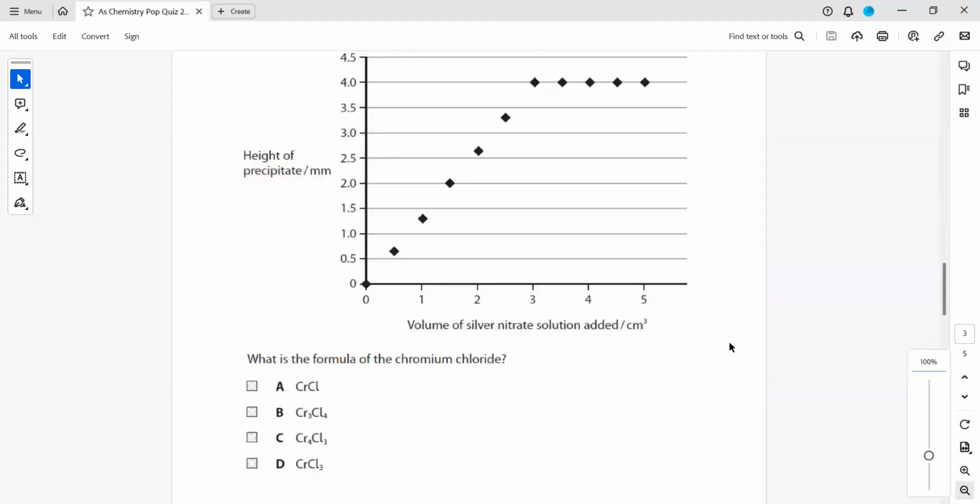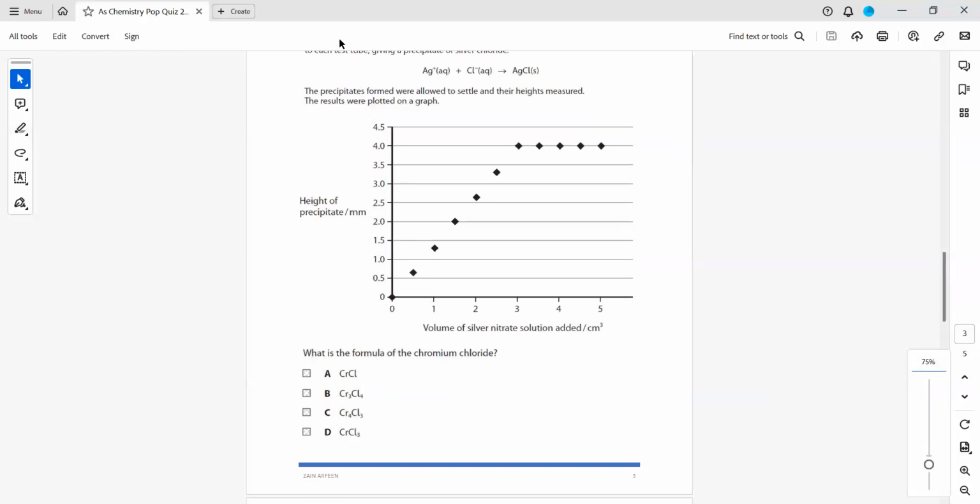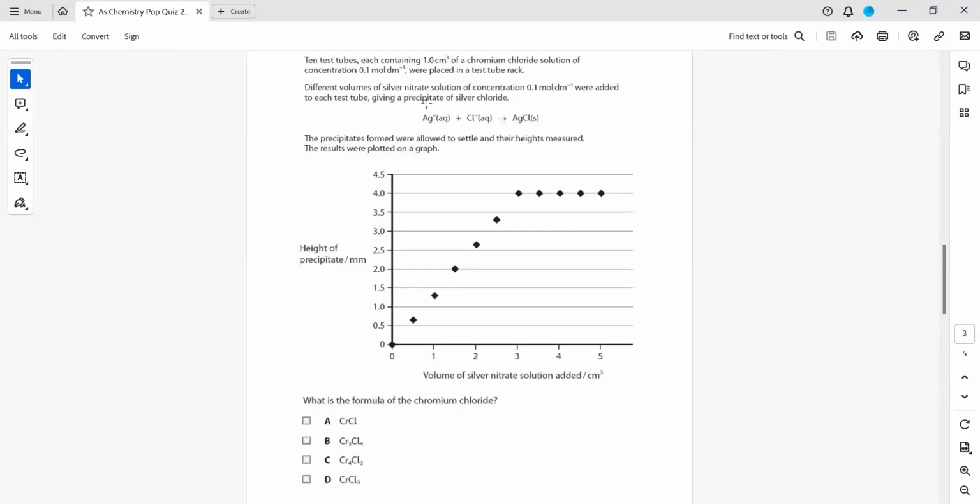So how to work out this? This is the ratio between a volume. First, we have to work out the height of the precipitate and the different volumes of silver nitrate, which also has a concentration. So if I write the reaction here, chromium chloride, we don't know the formula, like it is chromium 1 chloride 2, but it is reacted with silver nitrate. As a result, it will produce silver chloride plus chromium nitrate.